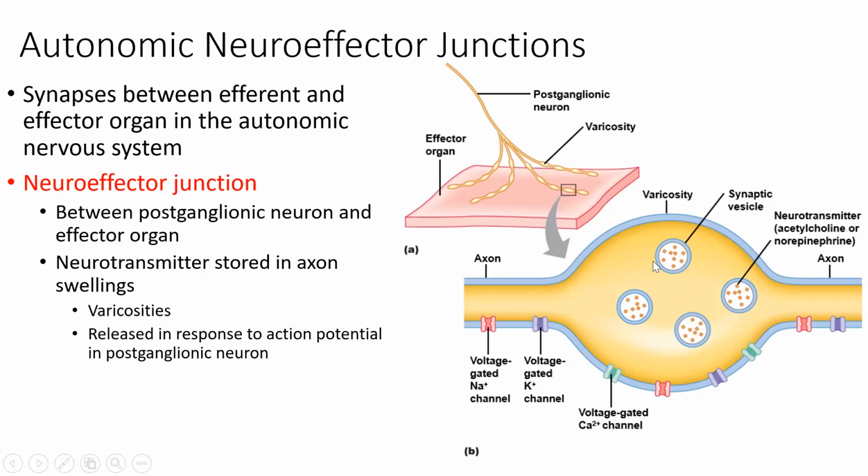Okay, we've also got synaptic vesicles within the varicosity, and this is where our unique neurotransmitter is being stored. So that can be acetylcholine if we're speaking about a postganglionic neuron in the parasympathetic system, or it can be norepinephrine if we're speaking about a postganglionic neuron in the sympathetic nervous system. Okay, so make sure you're keeping those 2 divisions distinct or separate.